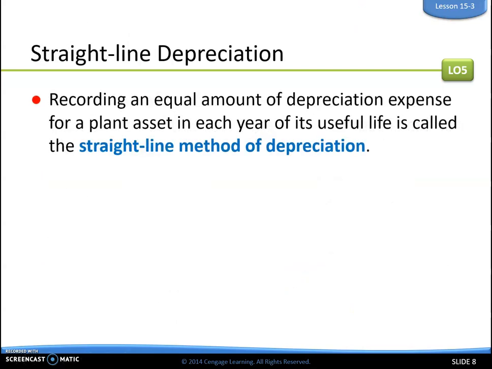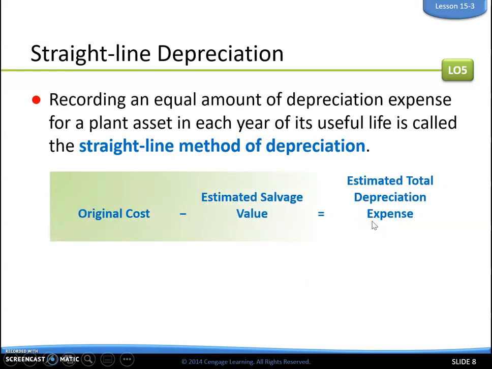So we're going to talk first about the straight line depreciation method. This is recording an equal amount of depreciation expense for a plant asset in each year of its useful life. Here's how we're going to figure it out. Remember, it said that we need to know three factors when we're doing depreciation. We need to know the original cost, we need to know the salvage value, and we need to know the useful life. So first step for our straight line method is we're going to take the original cost of the asset and we're going to subtract from it the salvage value.